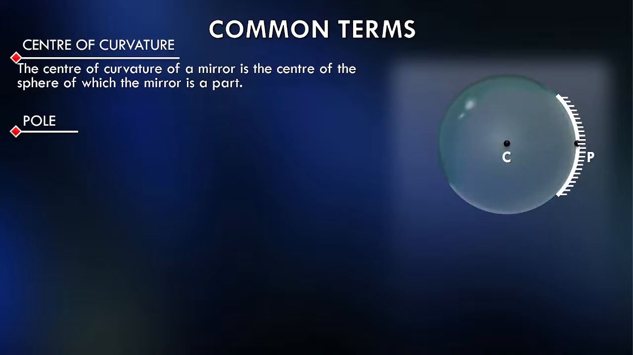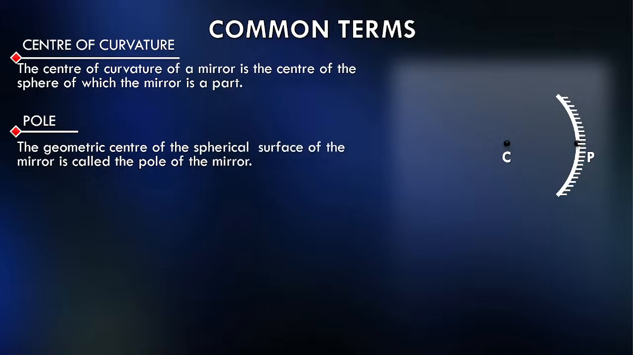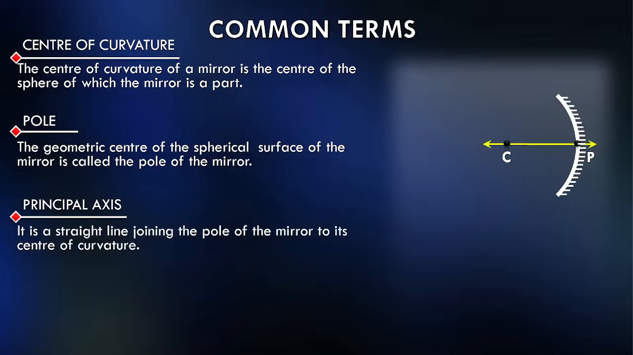Next, look at this point. This is called the pole. What is this here? A geometric center of the spherical surface, which is here, straight on the mirror. Next, principal axis. If I draw a line between C and P, C stands for center of curvature, P stands for pole, this line is called the principal axis. Principal means the main axis.